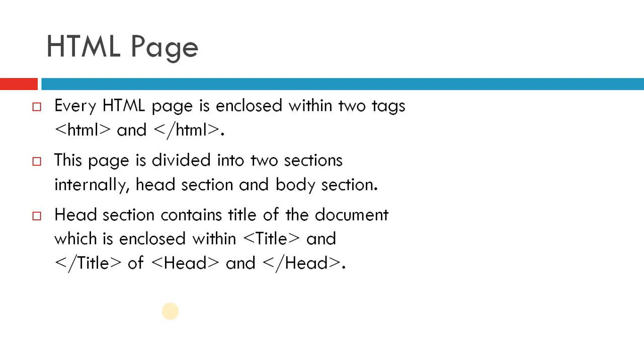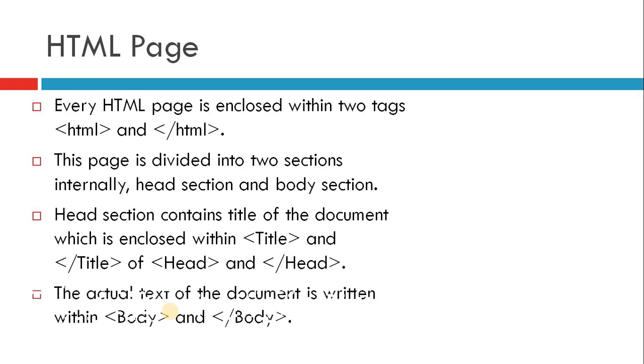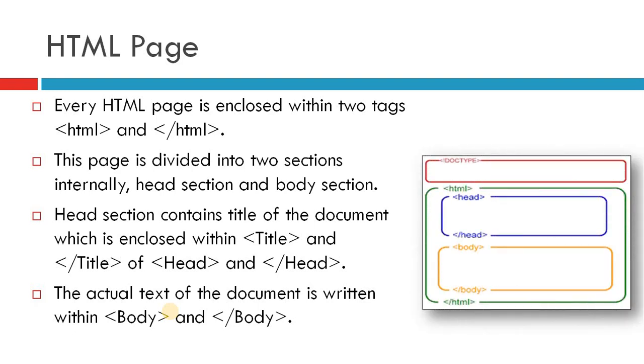Head section contains the title of the document, which is enclosed within title tag and /title. The actual text of the document is written within body tag. So here in the diagram, you can see the structure. We will be studying HTML5.